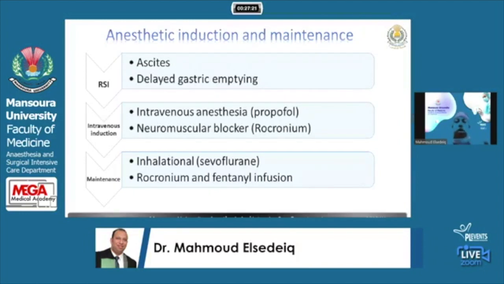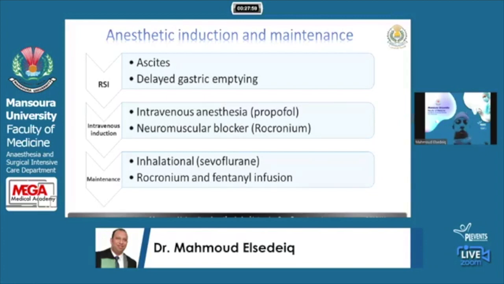The anesthetic induction and maintenance. Induction is with rapid sequence induction, as hepatic patients have tense ascites and delayed gastric emptying. The tense ascites can cause respiratory distress, so we can perform slow tapping before anesthetic induction. For intravenous induction, the pharmacokinetic and pharmacodynamic profile of the hepatic patient is always affected. The patient has an unpredictable response to anesthetic drugs. Also, the volume of distribution increases in hepatic patients.